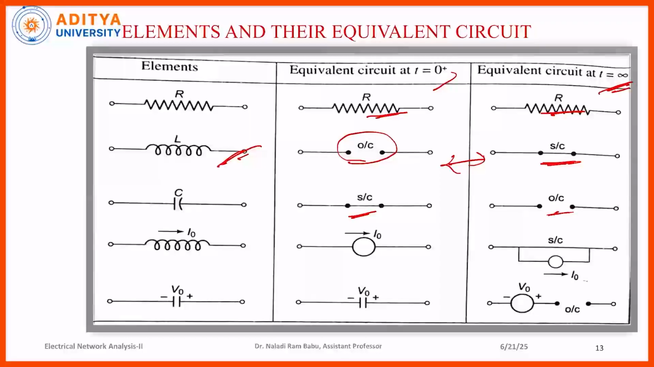In a similar manner, under initial conditions when current I naught is flowing through the inductor, it is represented by a current source in series with the circuit. Whereas at time t equal to infinity, it is represented by a short circuit. Similarly, for a capacitor with initial voltage V naught, it is represented by a voltage source of V naught at t equal to 0 plus. Whereas when t equal to infinity, it is represented by a voltage source of plus or minus V naught with an open circuit condition. These things we need to remember, but even if we don't remember, we can draw and solve the equations. We will look into this.